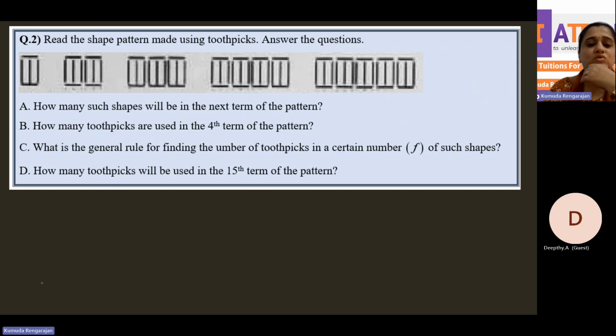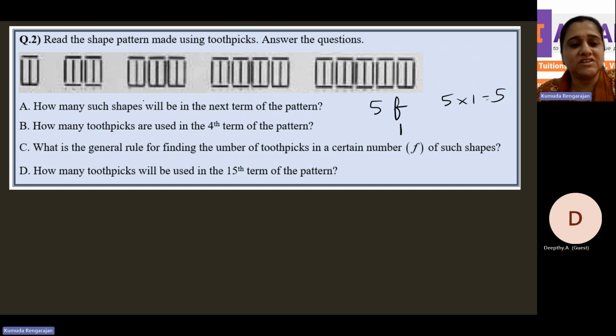How many toothpicks will be used in the 15th term of the pattern? Mom, 15 into 5. Yes. So here we take F as 15. What is the rule? 5F is the rule, and which term? 15th term. So F is 15. That F stands for the number of terms. When you put F as 1, the first term, 5 into 1, 5 sticks.